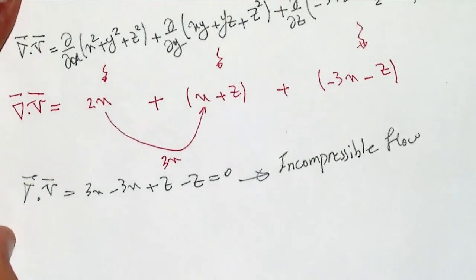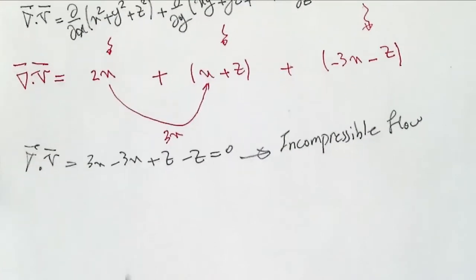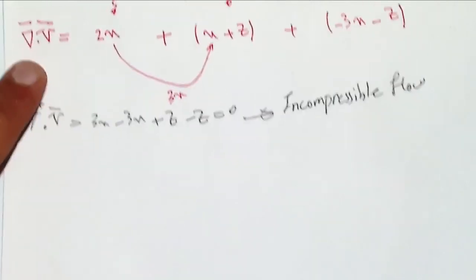Sometimes it's possible that the gradient dot v equals something like x. It means that if x is 0, the flow is incompressible there, but we don't care about single points. The flow in total is compressible. So sometimes you find that in a range of x, or at a single point in the domain, you will have incompressible flow there. That doesn't work when you are doing the analysis on the whole flow. So in the first case you can say that in general it is incompressible. Okay, so that's part A.